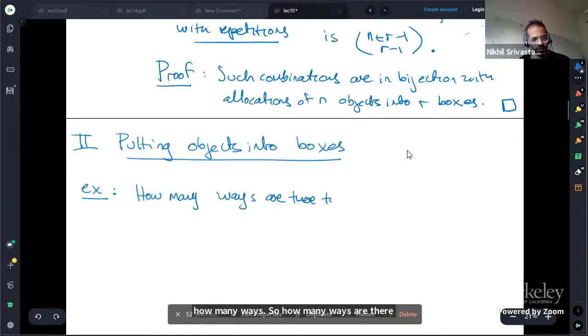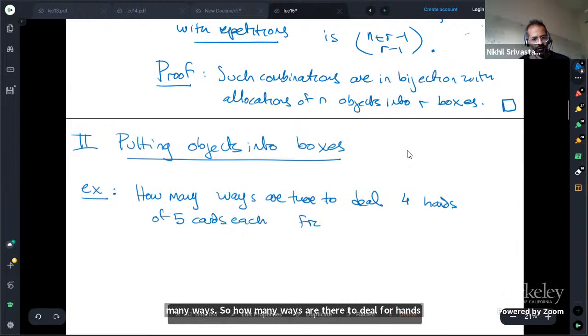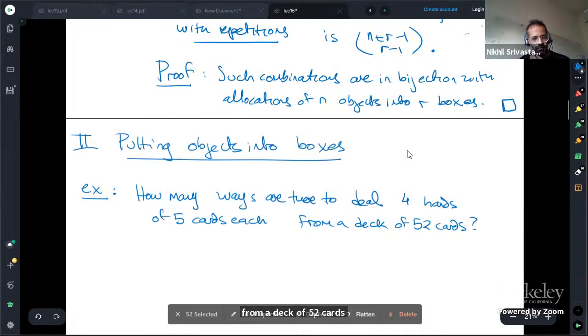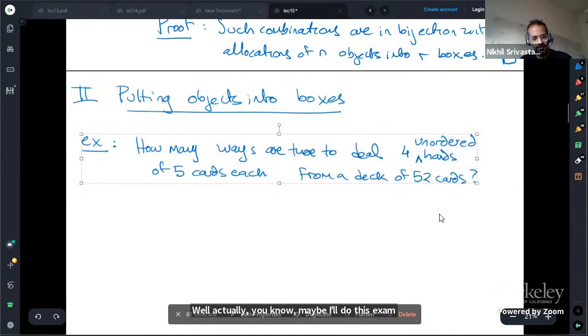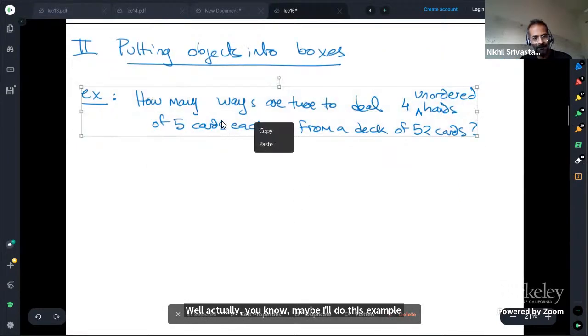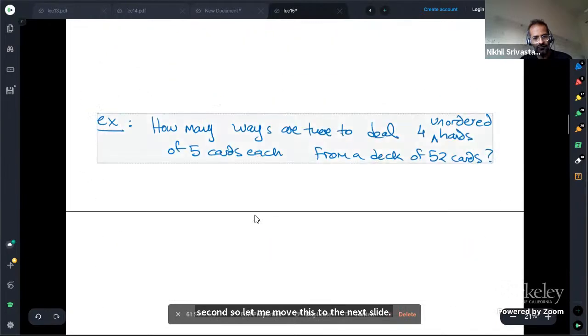are there to deal 4 hands of 5 cards each from a deck of 52 cards? So hands are unordered, so the order of the cards doesn't matter. Well, actually, you know what? Maybe I'll do this example second. So let me move this to the next slide. I'll do this later.